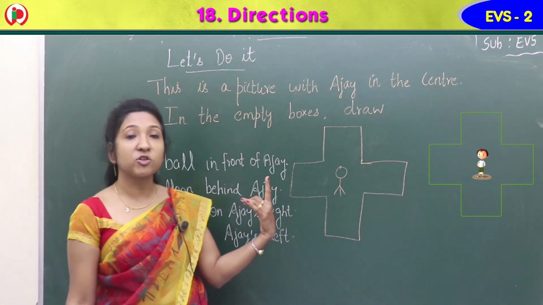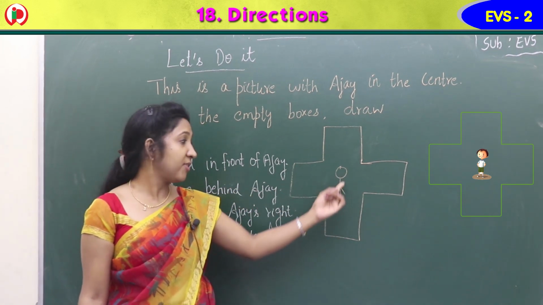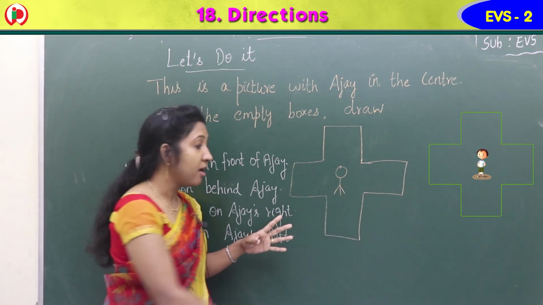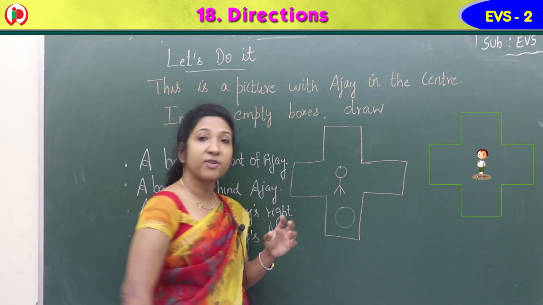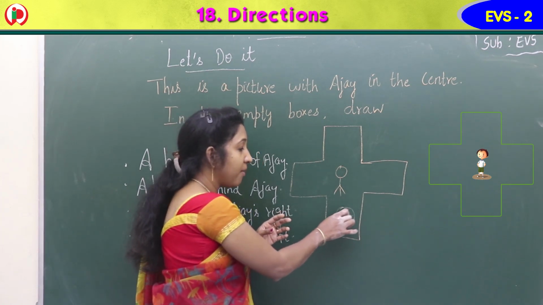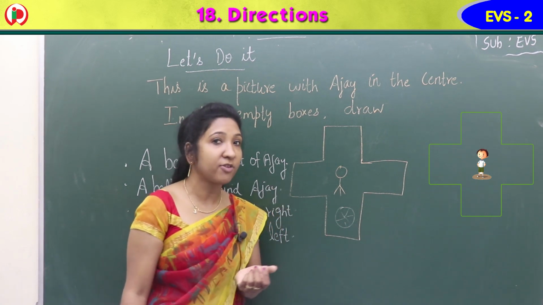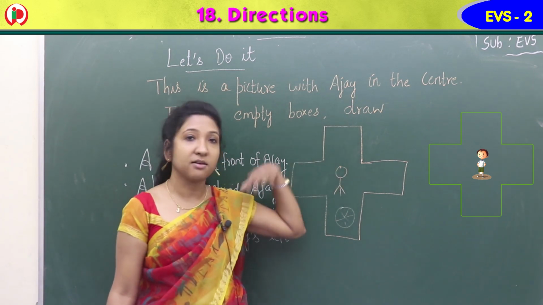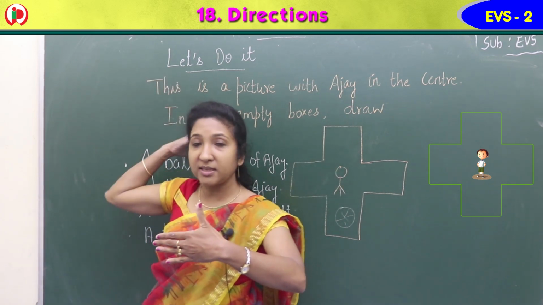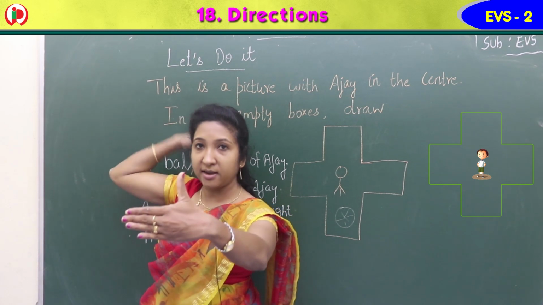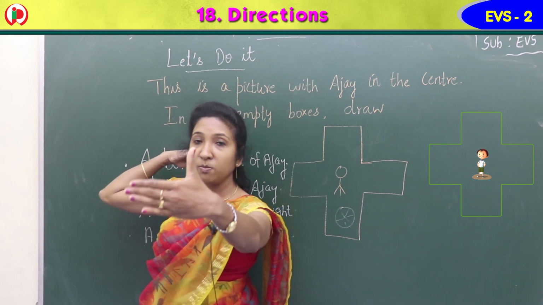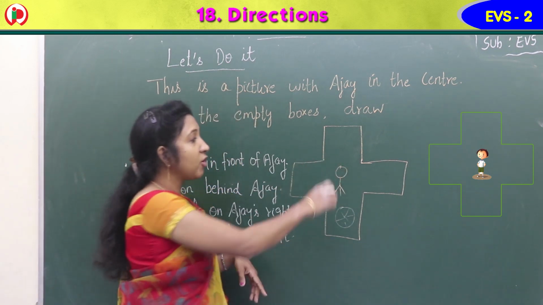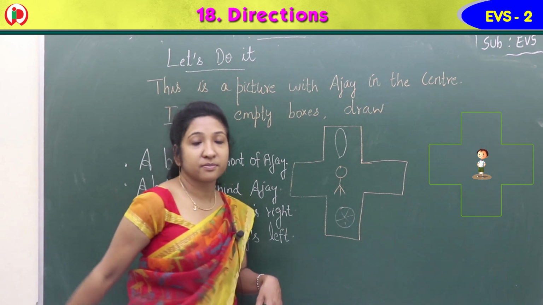So Ajay is here. First, a ball you have to draw in front of Ajay. In front of Ajay means here in this box you have to draw a ball. Nicely you draw a ball in front of Ajay. Then a balloon behind Ajay. Behind means just behind, here, opposite to this side, opposite to the ball. So here in this box you have to draw a balloon.